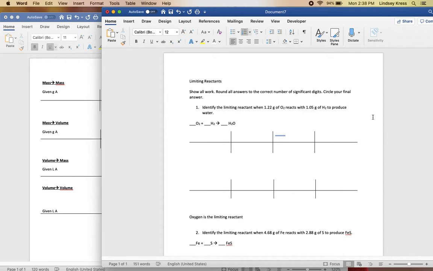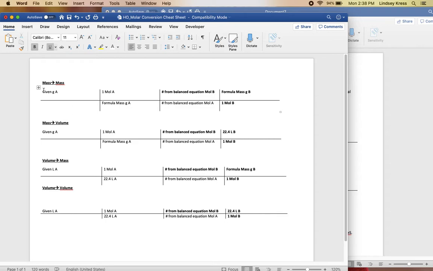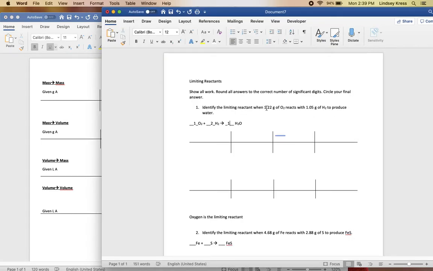So number one, identify the limiting reactant when 1.22 grams of oxygen reacts with 1.05 grams of hydrogen to produce water. So the first step of all these is, just like before, you have to balance the equation, and this is a 1 to 2 to 1. For the first part, notice that the given grams in A. Well, you're given two different sets of grams here.